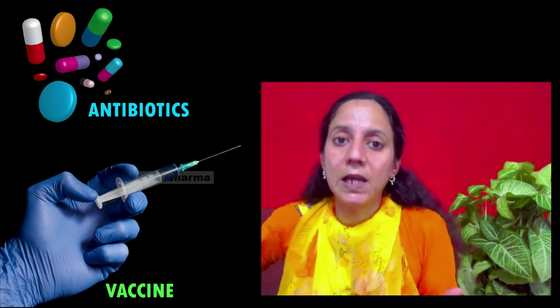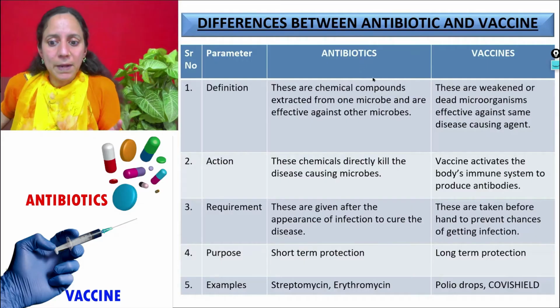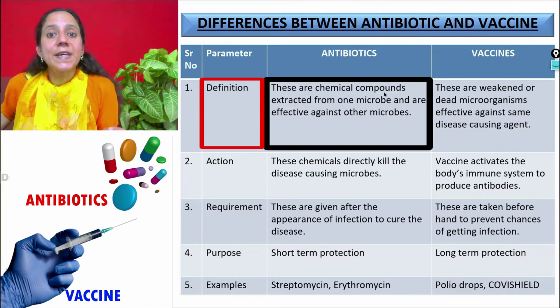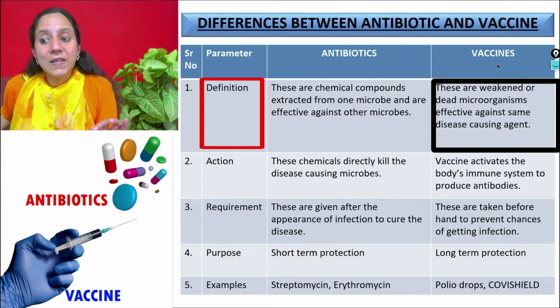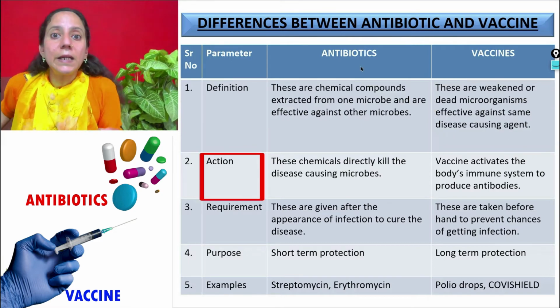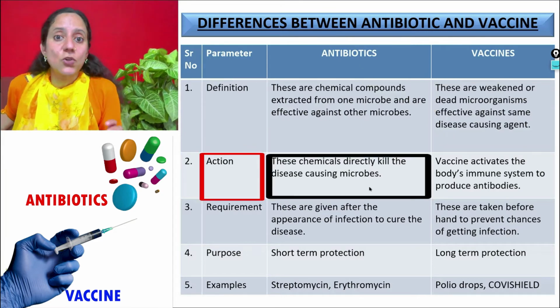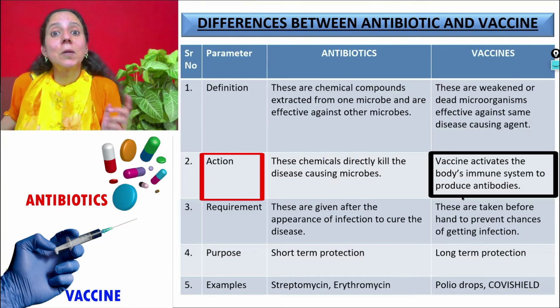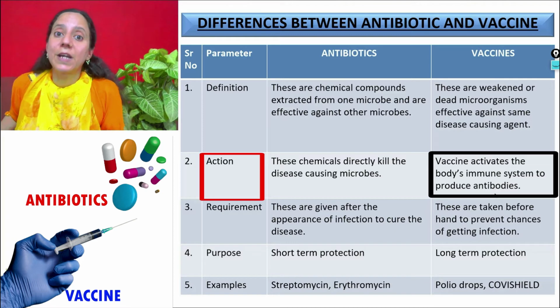Many a time, one more question is asked from this section, and that is, what is the difference between antibiotic and vaccine? So let's understand the same with the help of a tabulated comparative account. Antibiotics, definition wise, are chemical compounds extracted from one microbe and are effective against other microbes. Vaccines are weakened or dead microorganisms effective against the same disease or disease causing agent. Antibiotics directly kill the disease causing organism. A vaccine activates the body's immune system to produce antibodies.